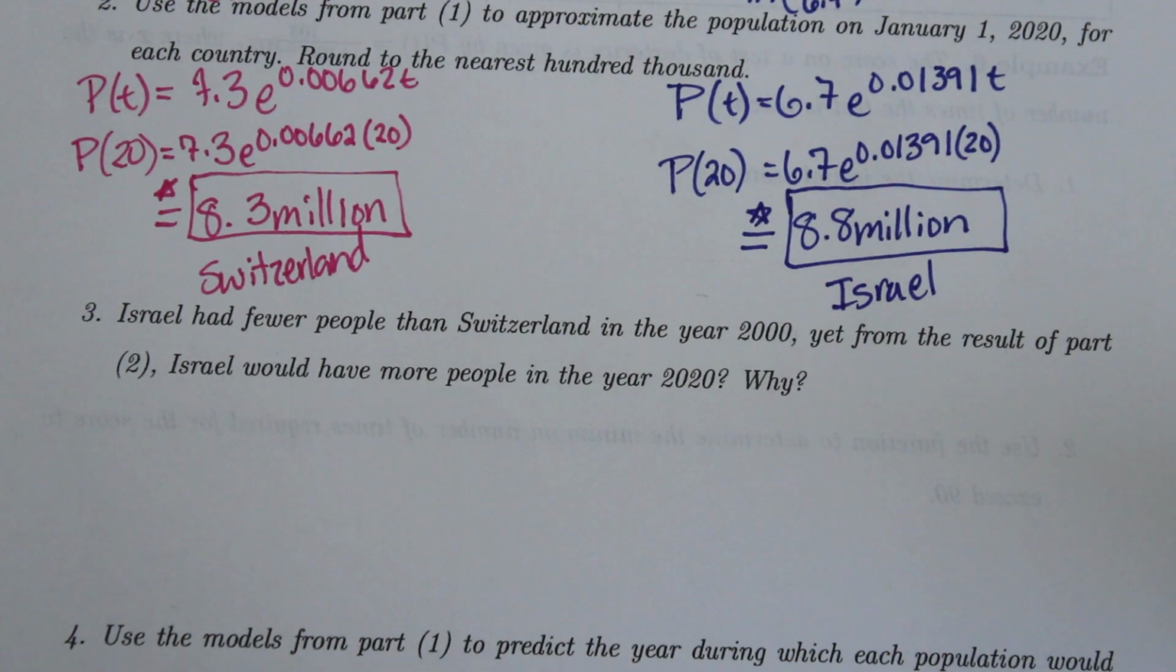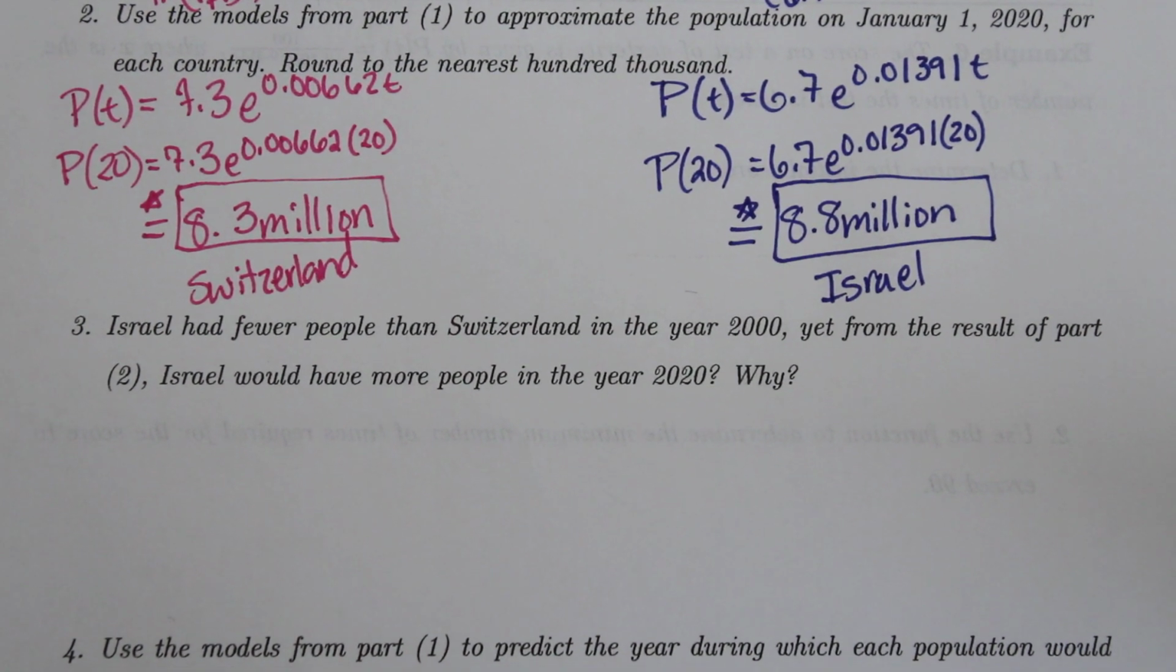So we just used our model to find the population for both countries at a further date than what we were given. Okay, then looking at part 3, we see that Israel had fewer people than Switzerland in the year 2000, yet from our results in part 2, we see that Israel ends up with more people in the year 2020.